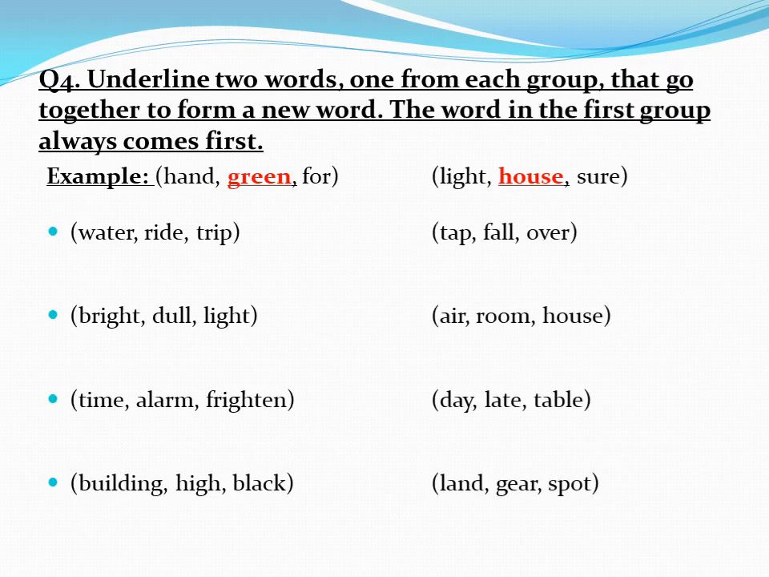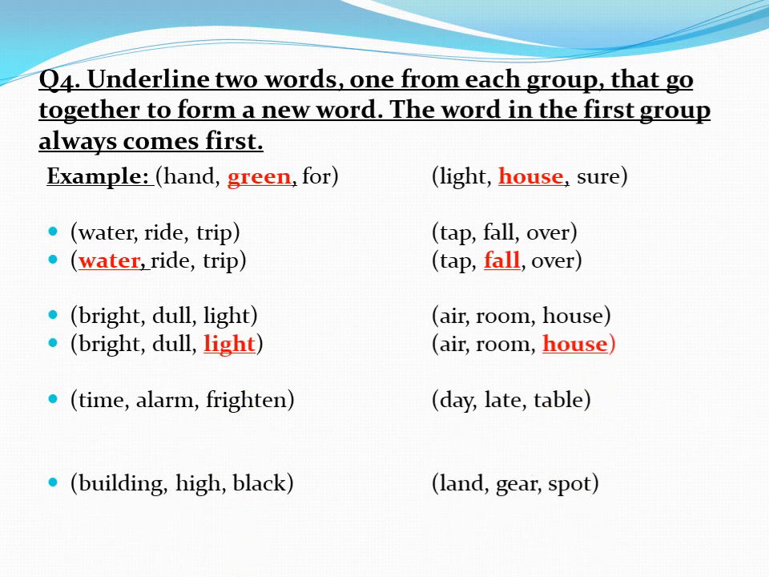Okay, the first example, water, ride, tread is the first group of words. The second group of words are tap, fall, over. So using one word from each group of words, we can make waterfall. So waterfall is one word. The next one, bright, dull, light, air, room, house. Even though you can have bright room, dull room, but the most appropriate one would be lighthouse.